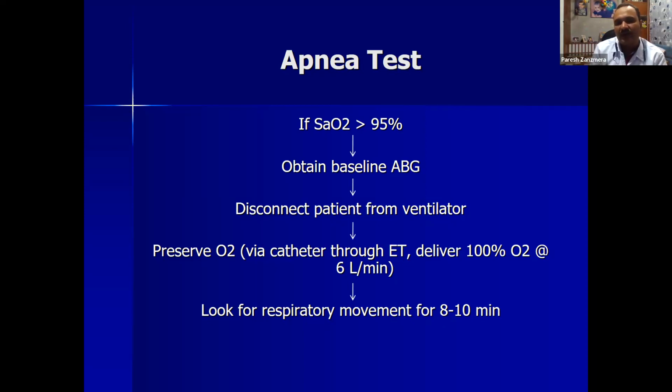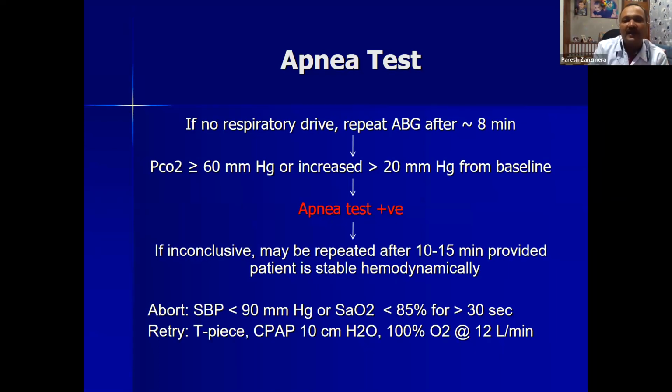Now you have to disconnect after taking the blood sample for the first ABG. You disconnect the patient from the ventilator, and you give oxygen via a catheter through the endotracheal tube, delivering 100% O2 at the rate of 6 liters per minute. And now you sit down at the edge of the cot tangentially, so that you can look for respiratory movement. That should be observed for at least 8 to 10 minutes. If there is no respiratory drive, then immediately take the ABG at the end of 8 minutes.